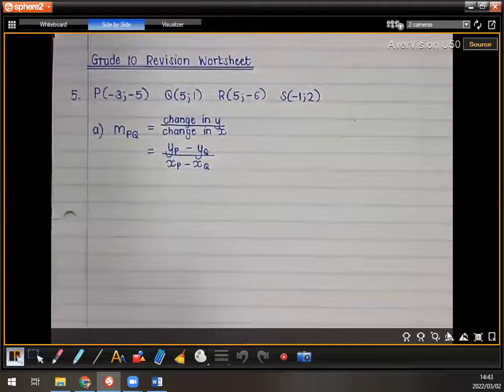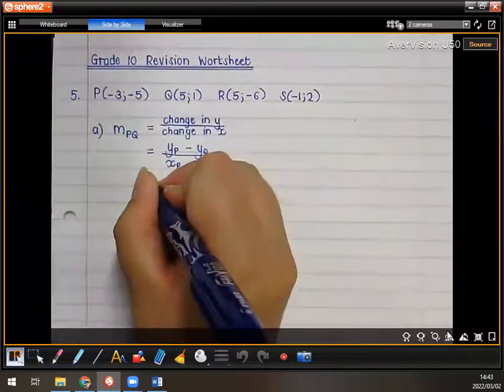Now guys, the most common mistake here is that people want to do the x's first, right, at the top. So people swap the formula around. Because we're so used to x comes first, right? But in this formula, we have to do change in y over change in x. So what is the y value of P?